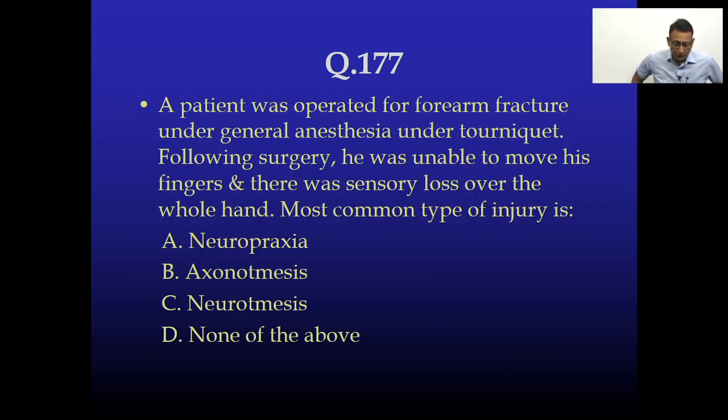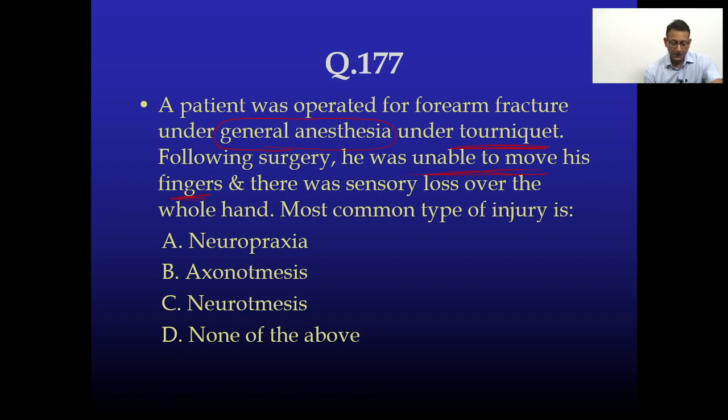A patient was operated for a forearm fracture. So, a fracture of the radius and ulna somewhere, under general anesthesia and under tourniquet. So, a tourniquet was applied. After the surgery, he was unable to move his fingers. Seems like some sort of nerve has been injured, and no regional anesthesia was given; the patient was given general anesthesia. So, as soon as he comes out of anesthesia, he should be able to move his fingers. Okay. But here the patient is not able to move his fingers.